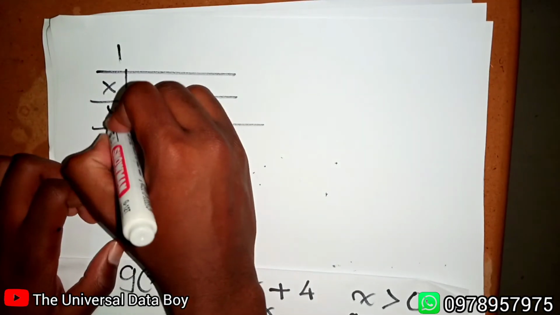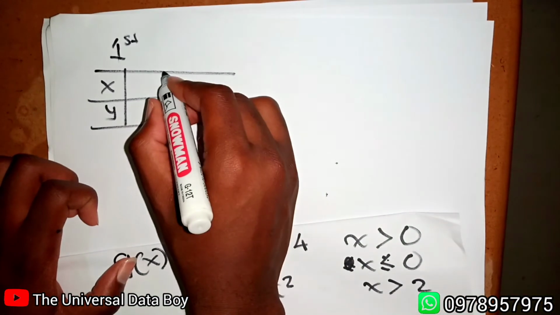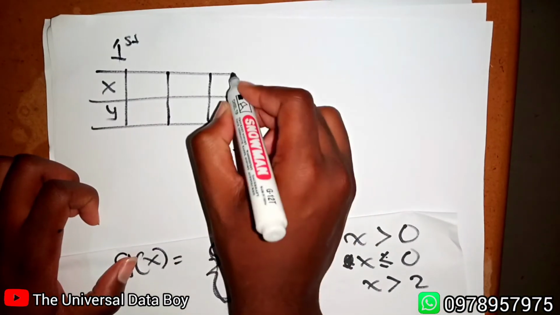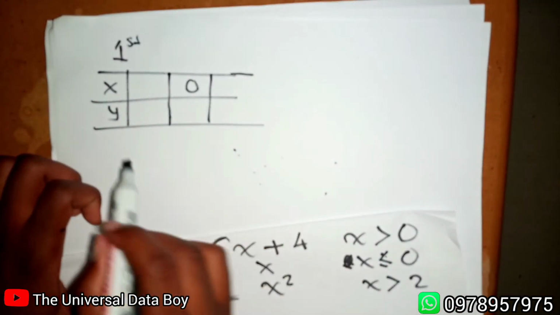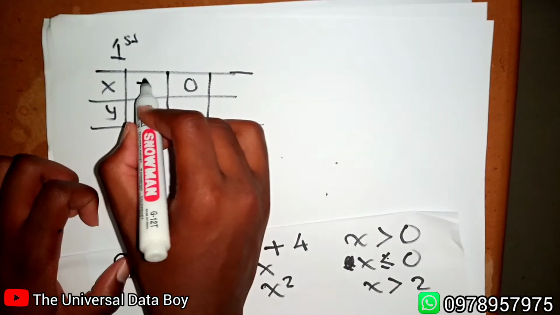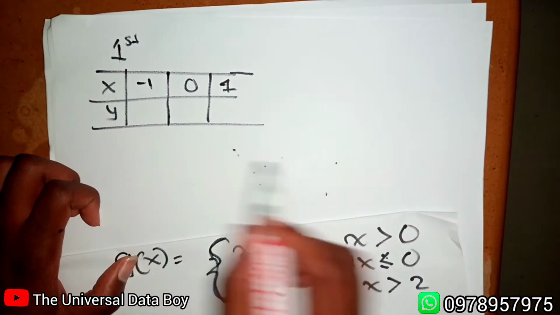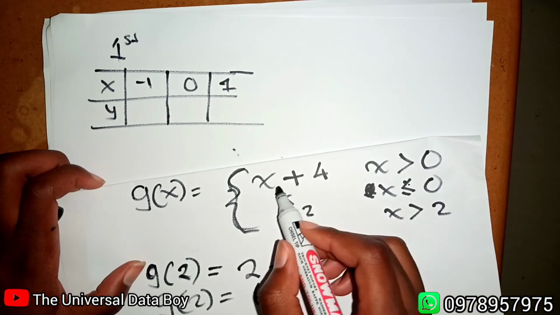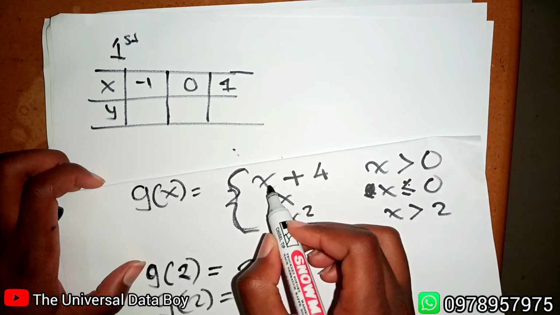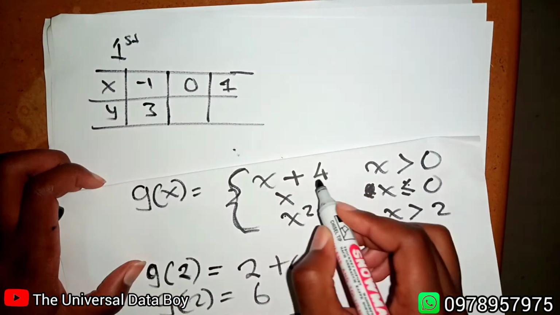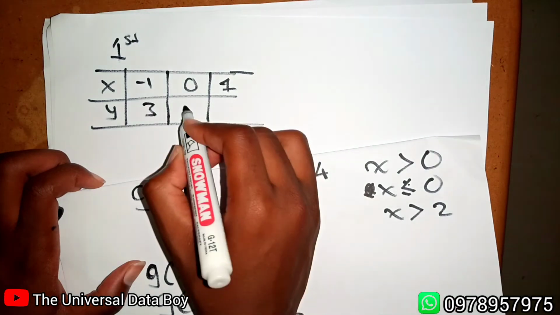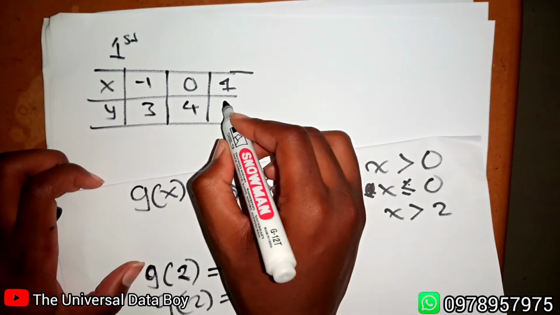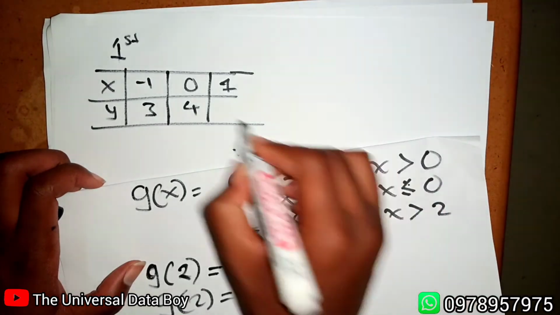So you can say x, y. This is the first one. For the first function, I think two or three values are enough. So I'm going to put 0, -1, then 1. When x is -1, on this function, we are starting with this one by the way, g of x, which is equal to y, will be 3. Then when x is 0, g of x will be 4. When x is 1, g of x will be 5.